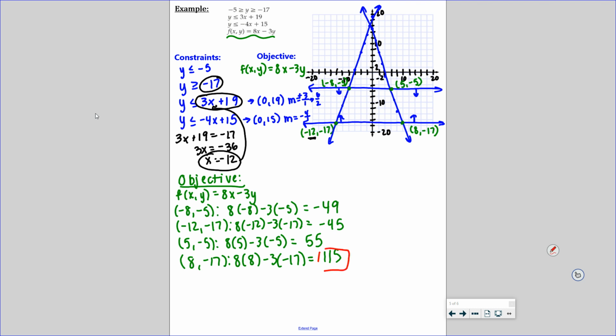Our highest is 115. So we would have a max at the ordered pair 8, -17. -49 is our lowest. We would have a min then at -8, -5.